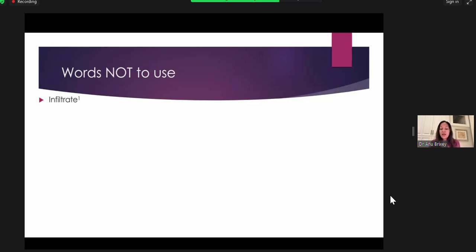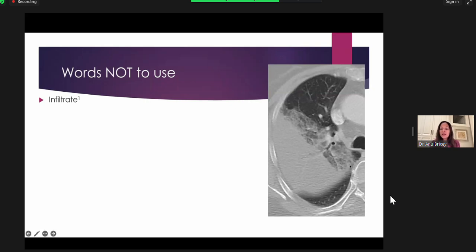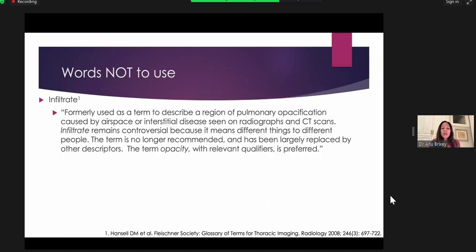We hear that word all the time. This is an example of a chest CT where you might say, oh, this patient has an infiltrate in the lungs. It was a very commonly used word. But according to the Fleischner Society Glossary of Terms for Thoracic Imaging, published in 2008, they recommended that this word not be used. Basically, it's a term used to describe a region of pulmonary opacification caused by airspace or interstitial disease seen on radiographs and CT scans. But the reason it's controversial is because it means different things to different people. So they recommend that it no longer be used, and instead the word opacity with relevant qualifiers is preferred. We'll talk about that in more detail.